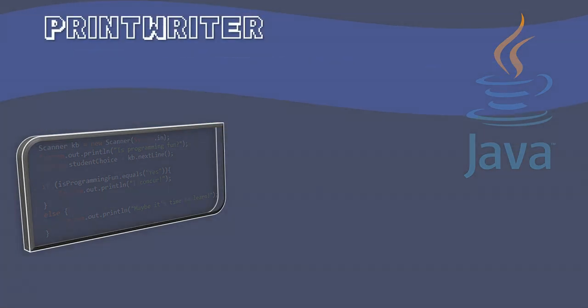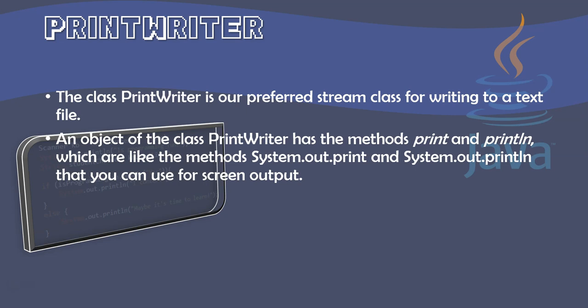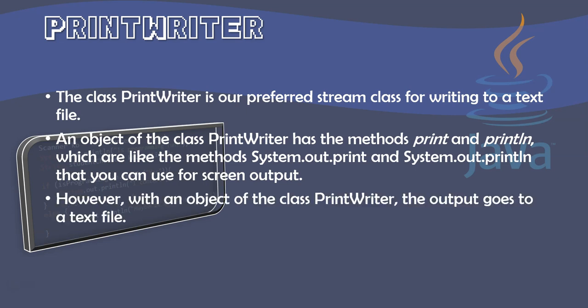So let's first start with the PrintWriter class. The class PrintWriter is going to be our preferred stream class for writing to a text file. Now, an object of the class PrintWriter has the methods print and println, which are very much like the methods System.out.print and System.out.println that we use for screen output. However, with an object of the class PrintWriter, that output is instead going to a text file.